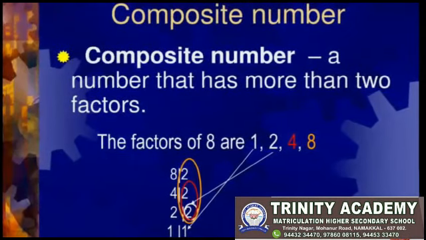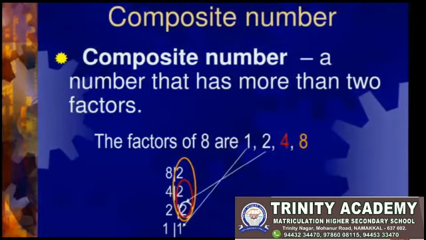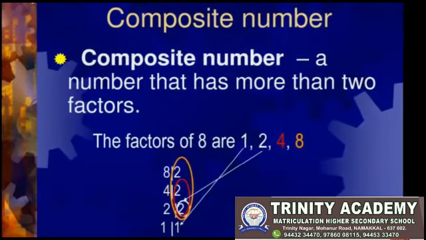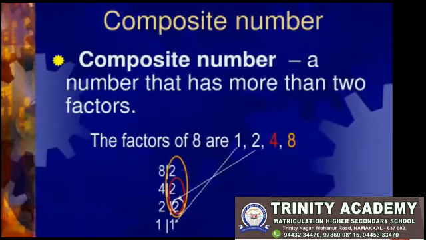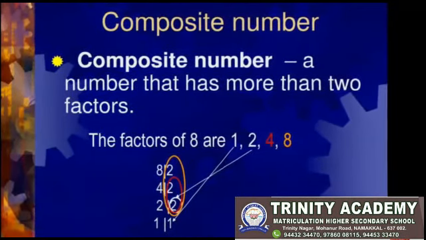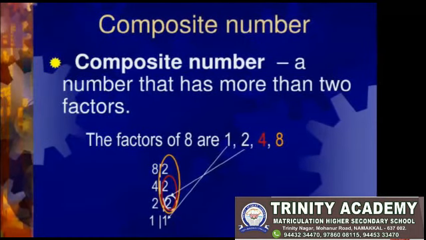Composite number. A number that has more than two factors. For example, the factors of 8 are 1, 2, 4 and 8. Therefore, 8 has 4 factors.